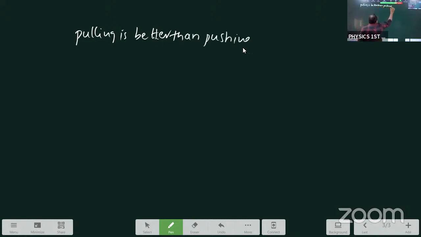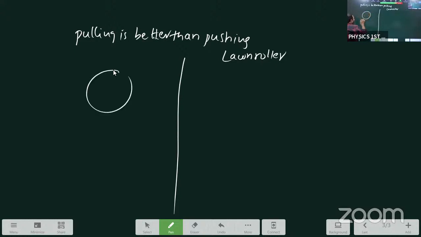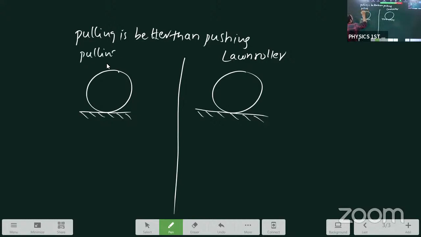See here, student, lawn roller. Don't think this is the difference. This is the short method, brief explanation. You take one as the pulling. Next one, pushing.